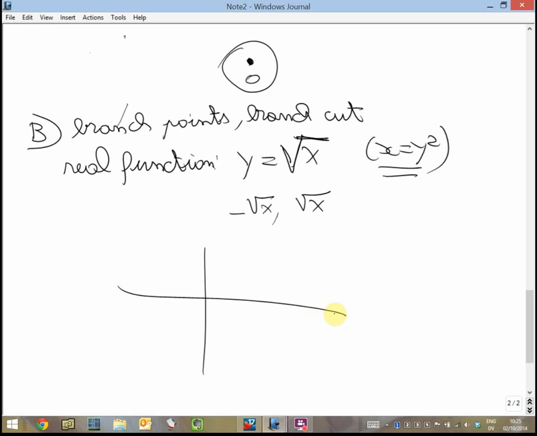So if we draw this in a diagram, like this, we have the positive branch, square root of x, but you also have the negative branch, minus the square root of x.